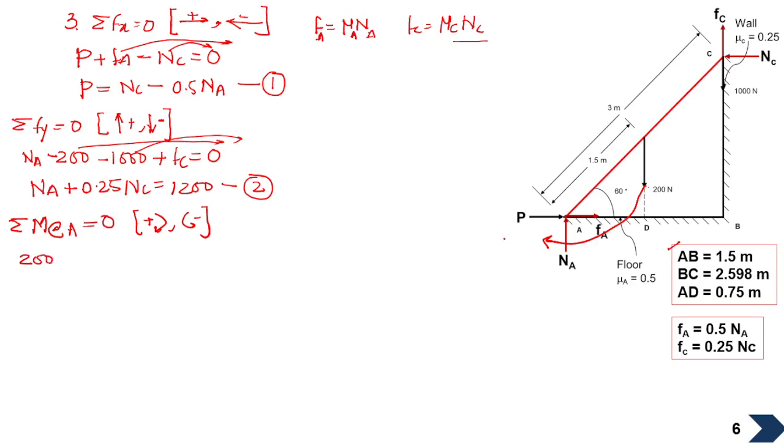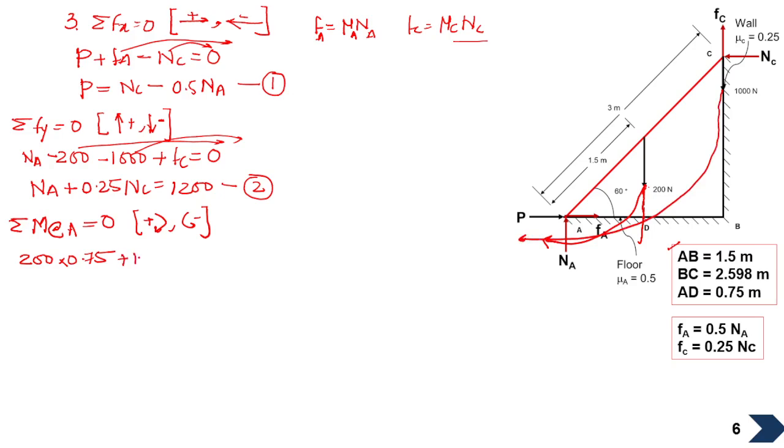Now again you need to take one more important point here, that you have to take the perpendicular distance. This is acting vertical, so you have to take the perpendicular horizontal distance AD to make it a moment. This is a force, you need to make it a moment by multiplying it with the perpendicular distance AD. AD is 0.75 here.